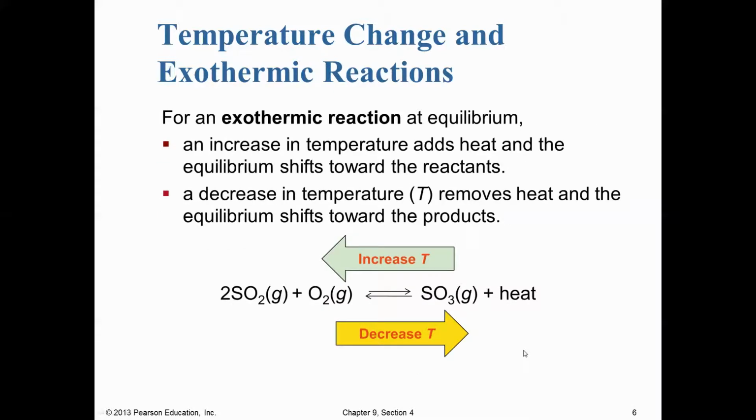Now if we talk about an exothermic reaction, heat's now a product. If we increase our temperature, it's like adding more products. We're going to shift towards the left side to use up the excess product that's been added. If we decrease our temperature, it's like removing a product. We'll shift towards the right or towards the product side to replace that heat that we've removed.